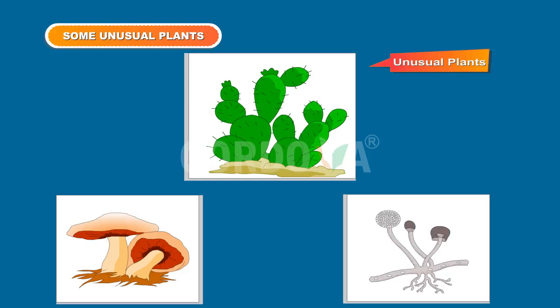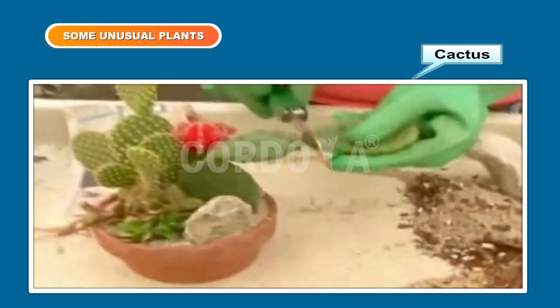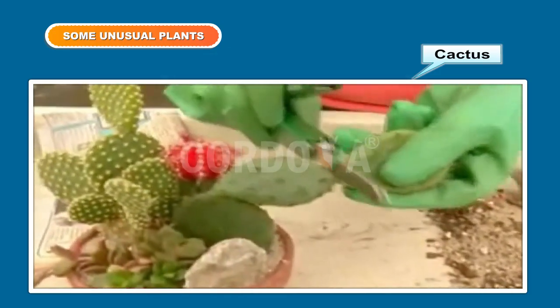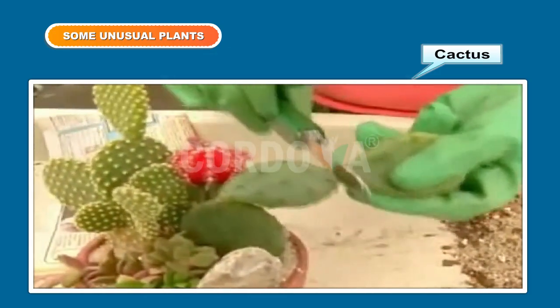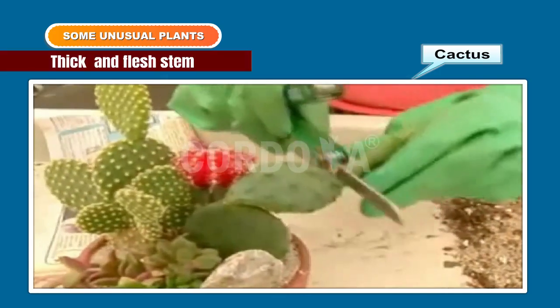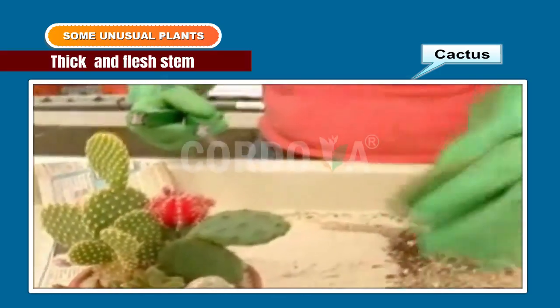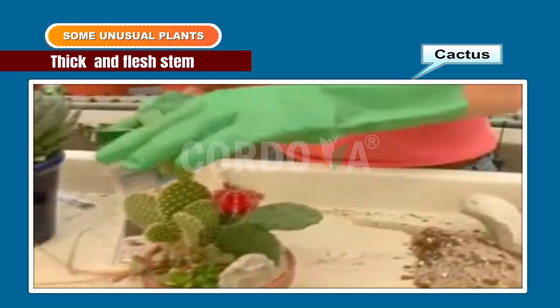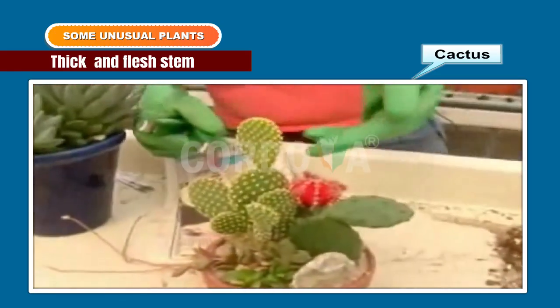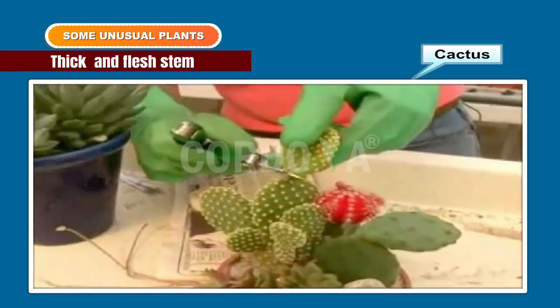Some unusual plants. We have just learnt that plants make their food in green leaves. But there are some plants that do not have leaves, and some others that do not have green leaves. How do they make food? A cactus plant does not have leaves. It has spines. It has a thick and fleshy green stem. It makes its food in its fleshy stem by the process of photosynthesis.